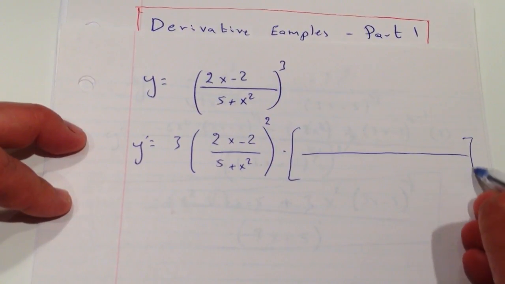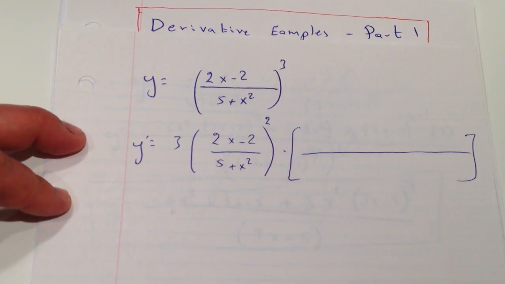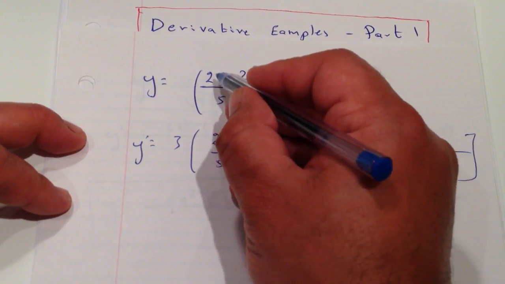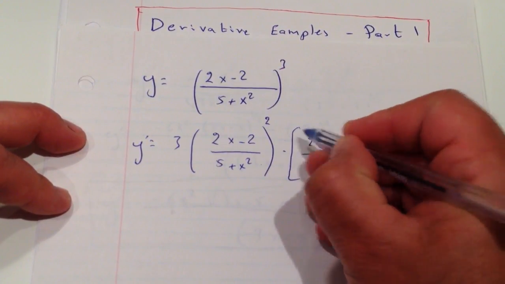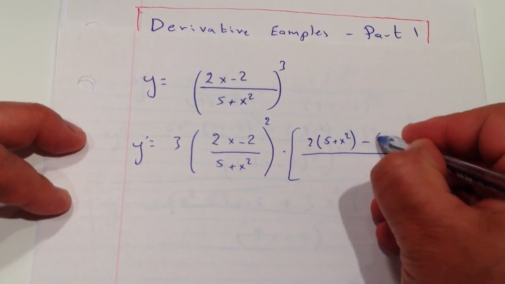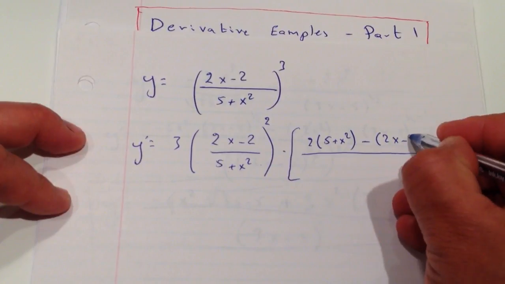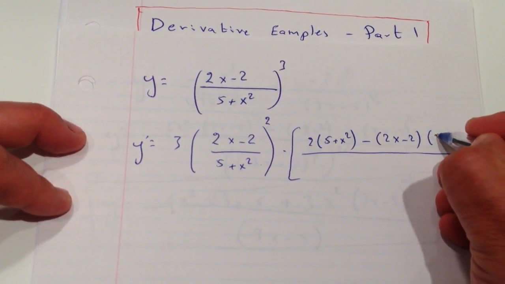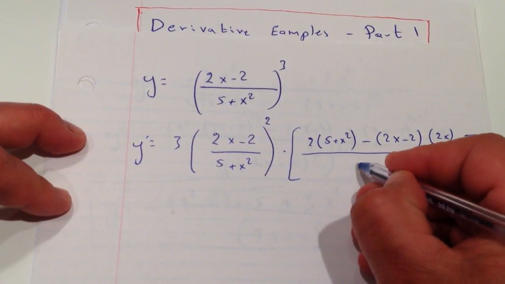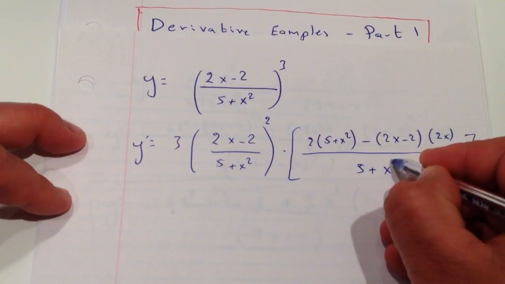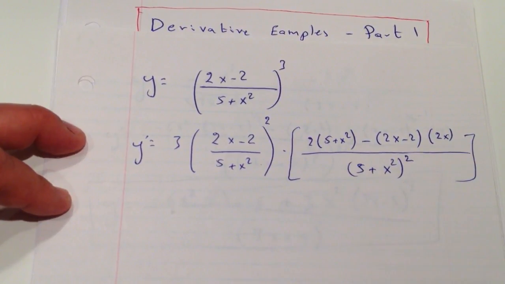So here, since we have division, I'll apply the quotient rule, which is the derivative of the top function, 2, multiplied by the bottom, 5 plus x squared, minus the top function, 2x minus 2, multiplied by the derivative of the bottom function, which is 2x, over the square of the bottom function, 5 plus x squared, all squared.